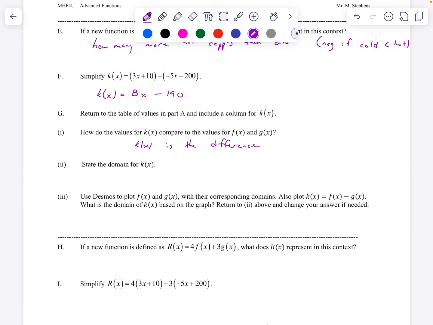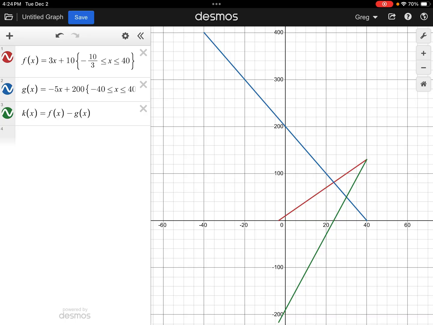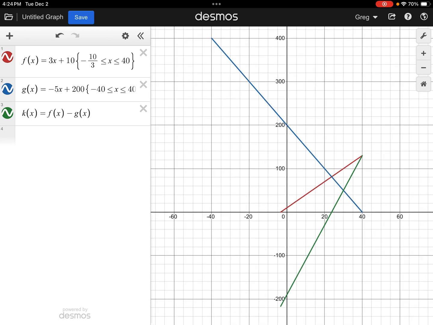Use Desmos to graph them. I did. Here's K of X, the difference. And notice it has the same domain as H did, because you can't subtract these two if one doesn't exist. So they both have to exist for you to subtract them. So there's K of X.